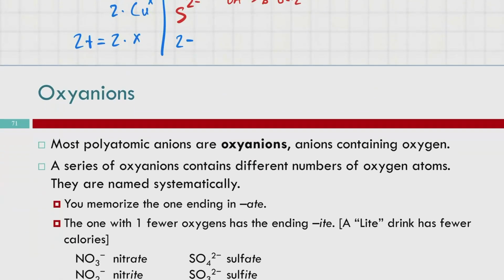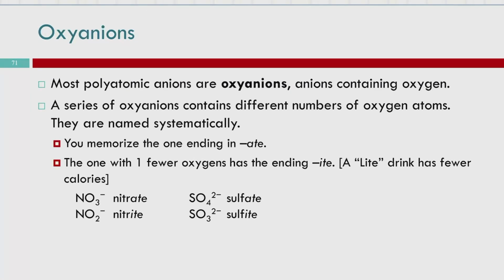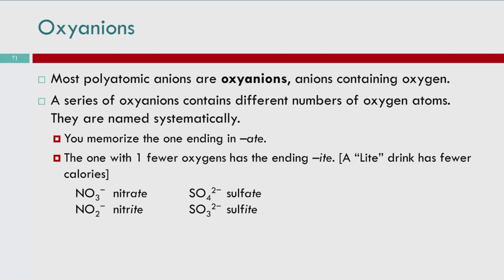All right, we also have not just monoatomic ions, we have oxyanions. Most of our polyatomic ions are going to be oxyanions. The oxy part meaning oxygen. Just like OxyClean uses the power of oxygen. Same idea. So these are anions that contain oxygen.